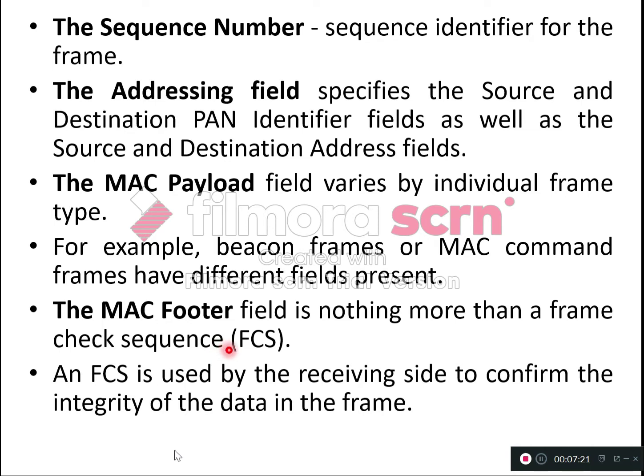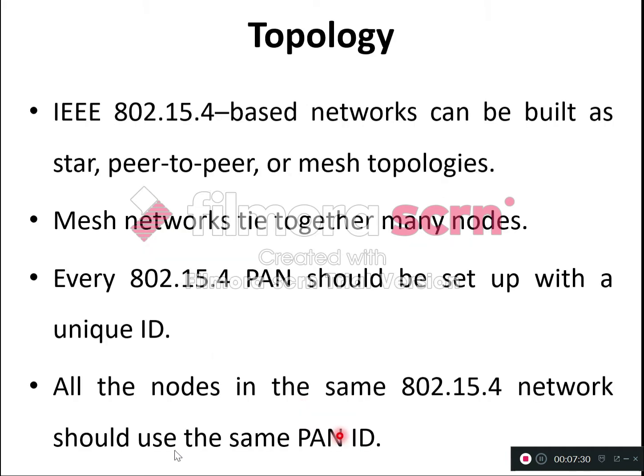FCS is the frame check sequence. It is used by the receiving side to confirm the integrity, meaning authenticity, of the data frame which is received.